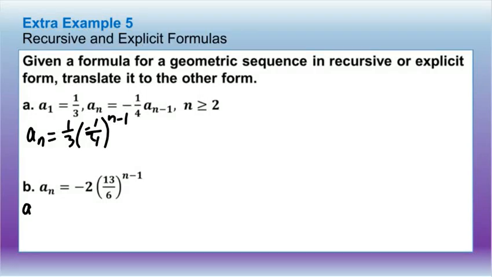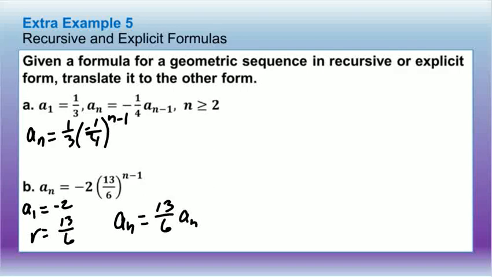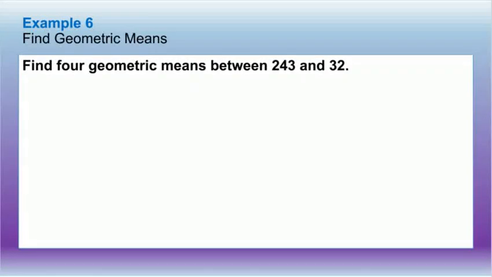B in recursive form, first term is -2. The common ratio is 13/6. So we would have A subscript n equals our common ratio of 13/6 times A subscript n minus 1. And example 6, find geometric means. So find the first 4 geometric means between 243 and 32.